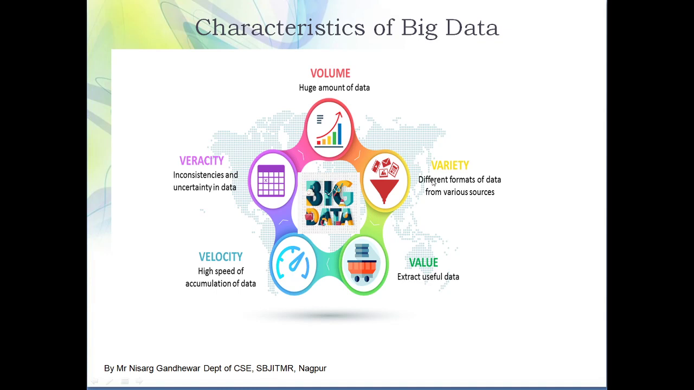Now the second is variety of data. Variety of data means data present in different formats. Just now we discussed three types: structured, unstructured, and semi-structured. So the different types of data are considered as variety. That is the second characteristic of big data.